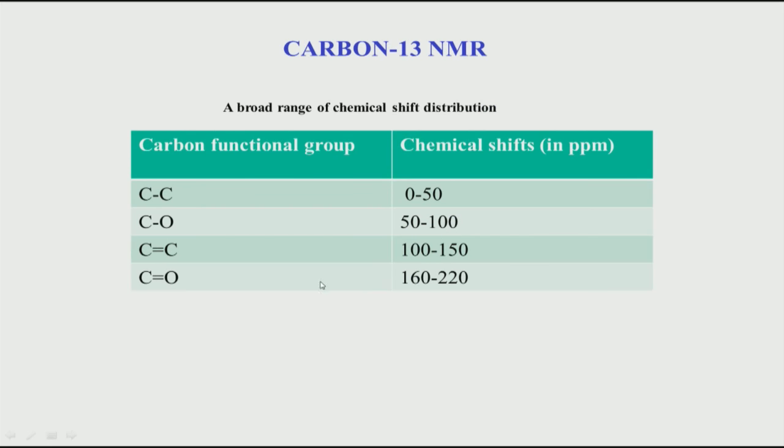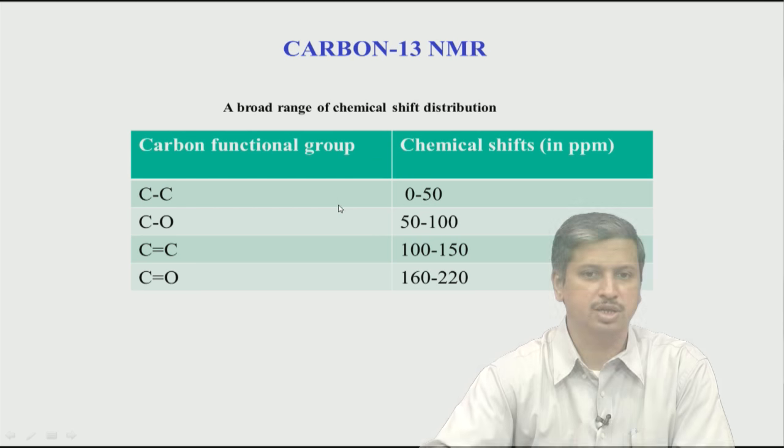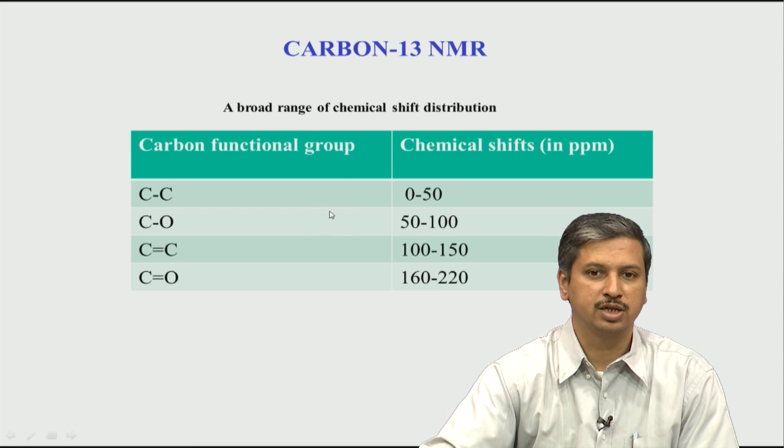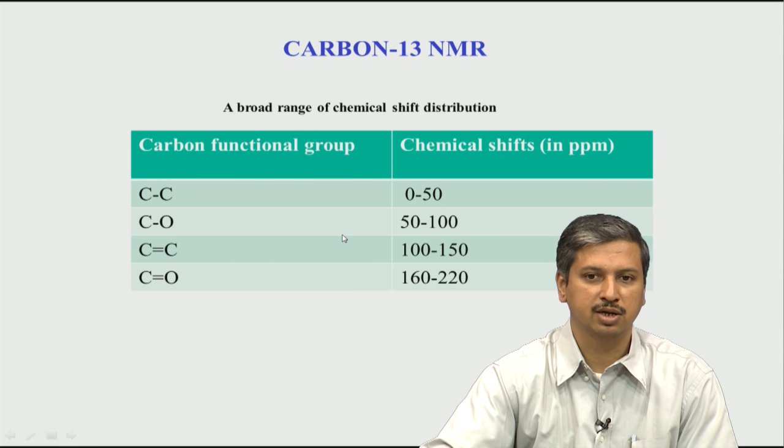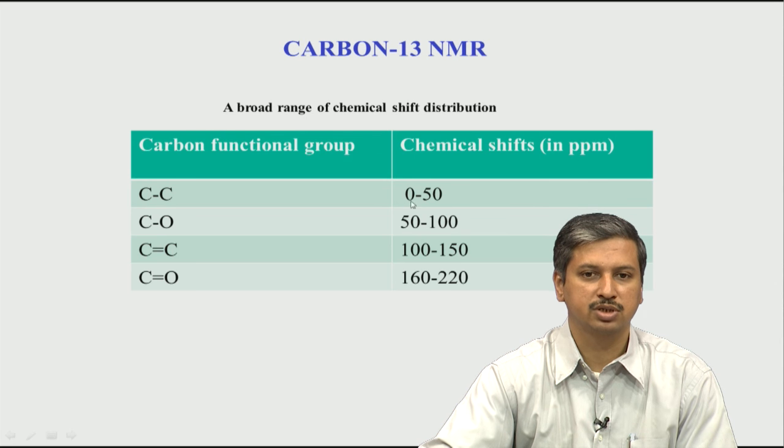So, now let us look at these broad ranges. Instead of thinking of a full range from 0 to 220, you can divide it into 4 categories. C single bond C is 0 to 50, that is aliphatic carbons. C single bond O is 50 to 100. Then C double bond C, which includes ethylene as well as aromatic groups, is always in this range, and finally all the carbonyls are in this range. So, there is a broad classification of the chemical shifts, and this is very useful.